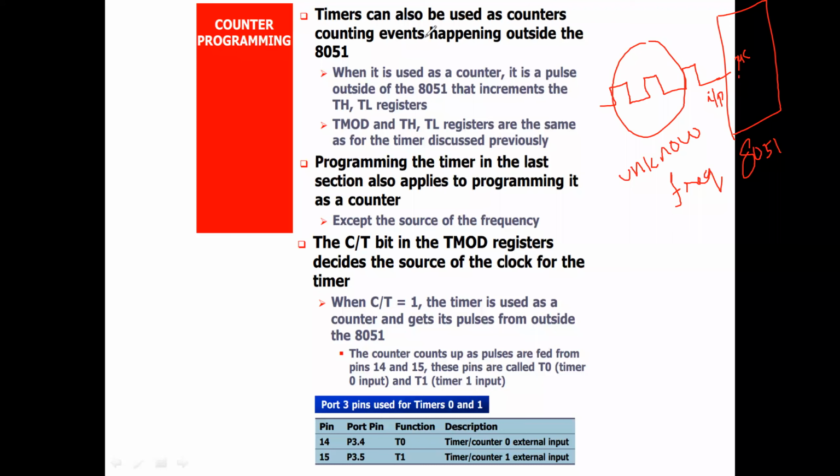So this unknown frequency you can find out by using the 8051 controller, by using the counter, right? Similar to how we have used the timer. So the timer can also be used as a counter. That is the same algorithm. We can use it as a counter. That is the important point here.